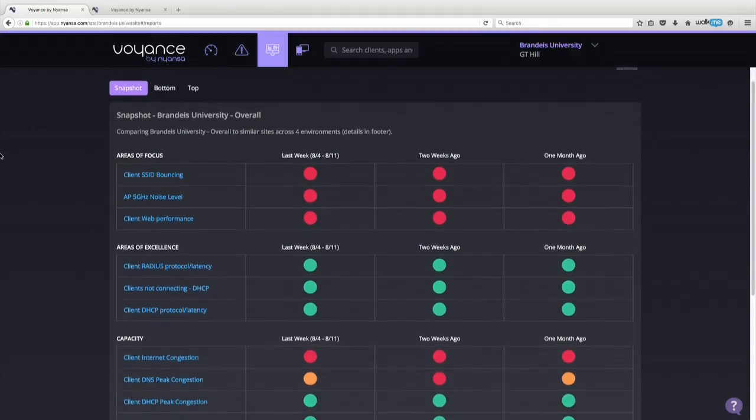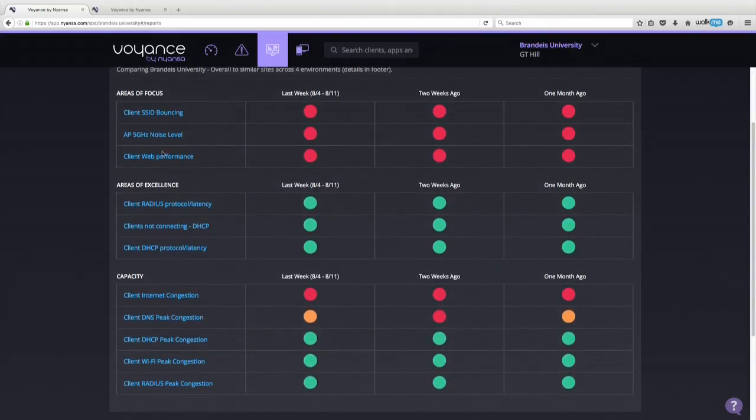So what we're looking at is reports. This is their areas of focus, some of the areas where they'd say, okay, maybe I need to look at improving this in some way. Areas of excellence, this is comparatively to other organizations. You guys are rock stars, no real reason to put resources here.